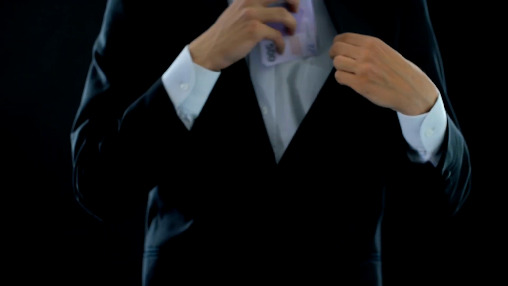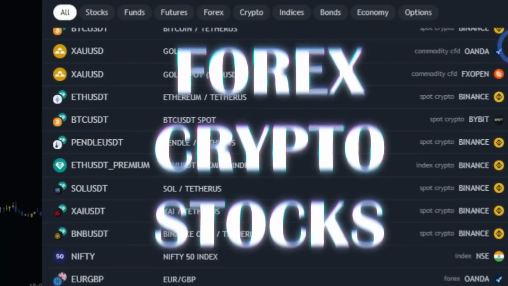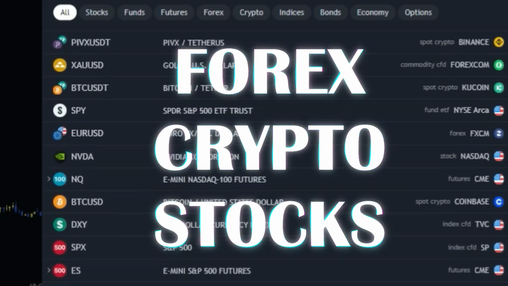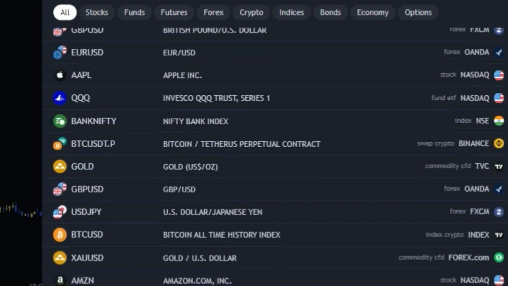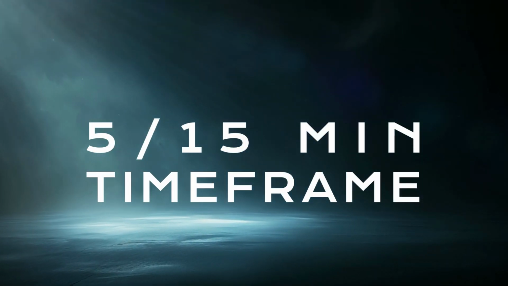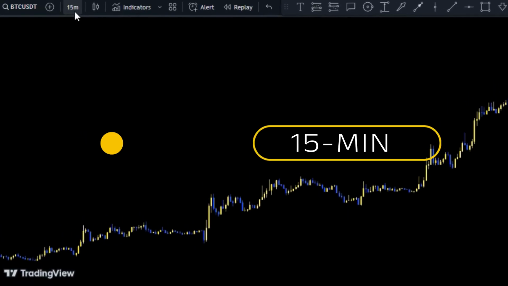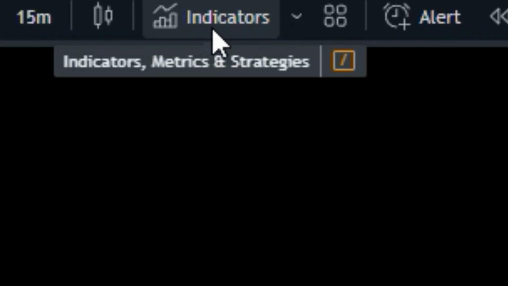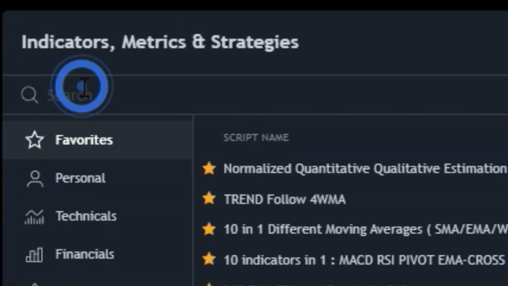You can choose from a wide range of charts including forex, crypto or stocks. Although the strategy works with various time frames, I highly recommend using 5-minute or 15-minute charts for optimal results. For this demonstration, I'll choose a 15-minute Bitcoin chart. To begin, navigate to the indicator section and search for the first indicator, GDAX EMA indicator.